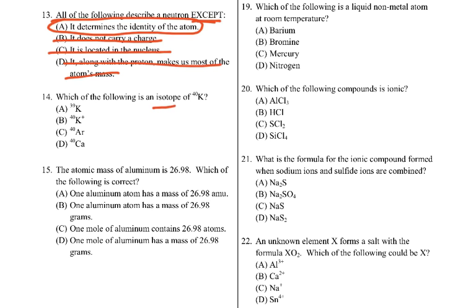Which of the following is an isotope? Isotope is the same element with a different mass. Same element with a different mass. So those are different elements. They can go away. This one has the same element with a different mass, so it's answer A. So the isotope of K40 would be K39.